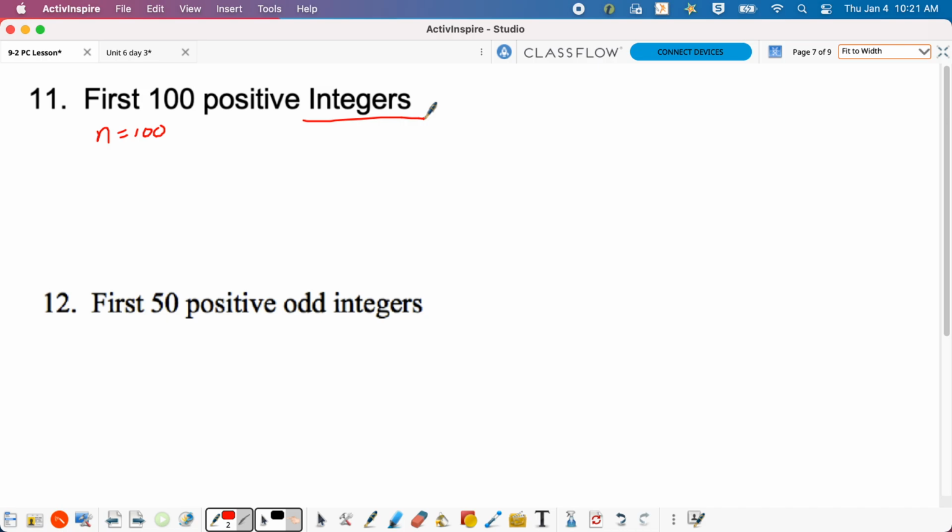You guys like to call them whole numbers, but they're not whole numbers. They're numbers that have no fractions or decimals. So what we're going to add together is 1 plus 2 plus 3 plus all the way up to 100. The first 100 positive integers. So my formula says the sum of my 100 numbers is 100 over 2 times my first term plus my last term, which is going to be 50 times 101.